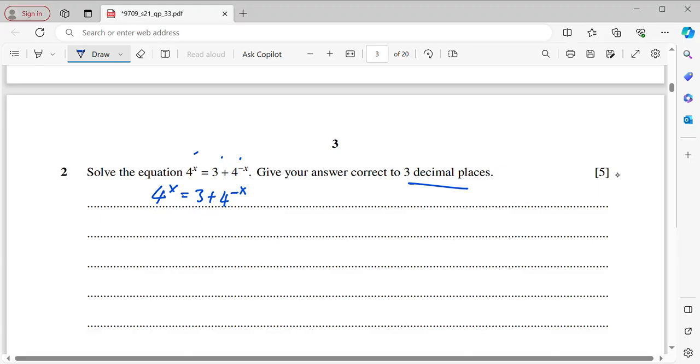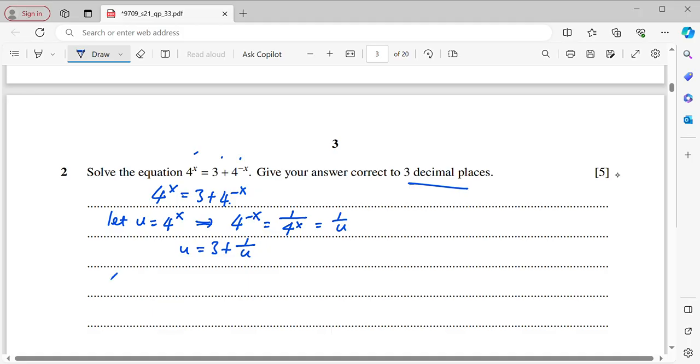and then I will let u be 4 to the power of x. That means now 4 to the power of negative x is basically 1 over 4 to the power of x, which means this is 1 over u. Then now my equation becomes u = 3 + 1/u.